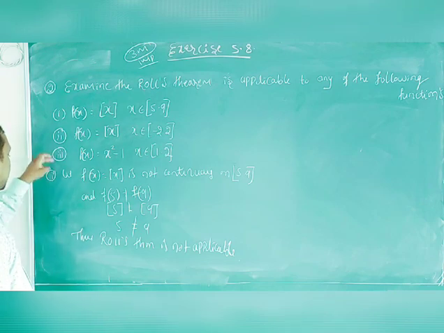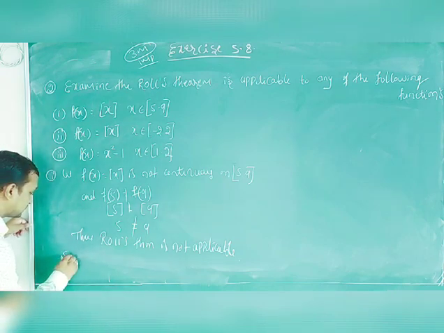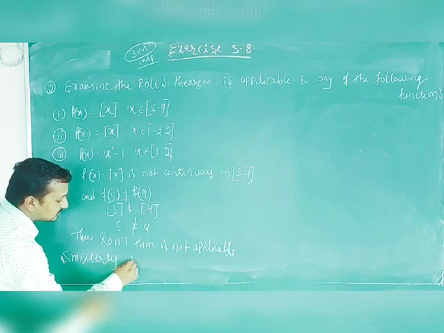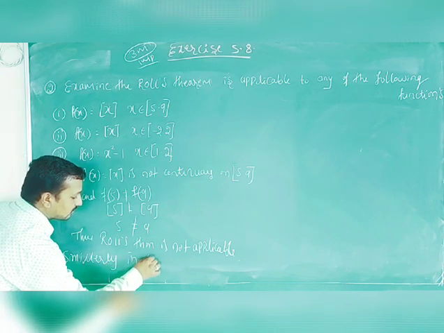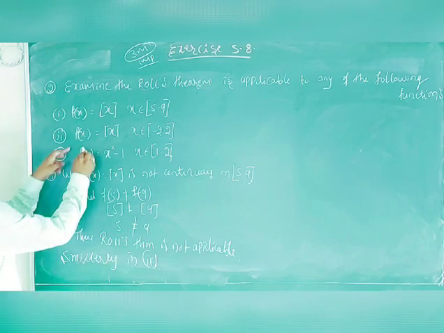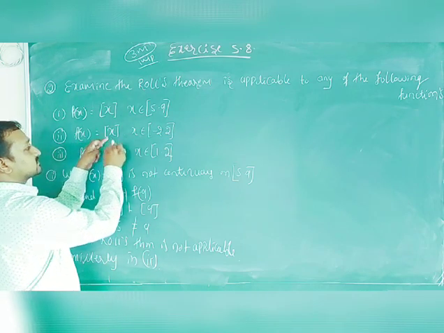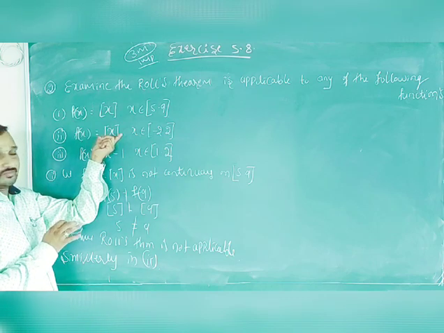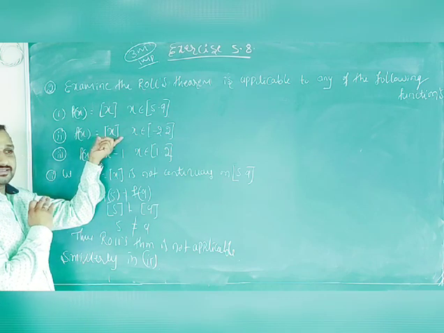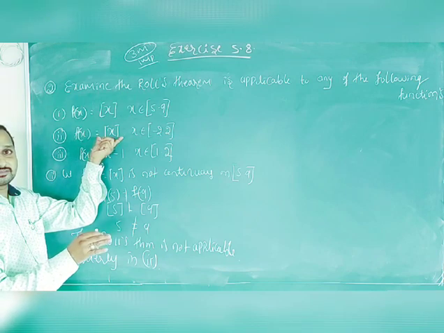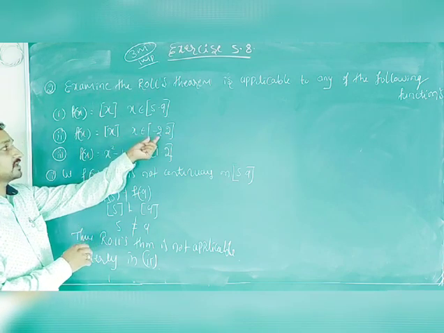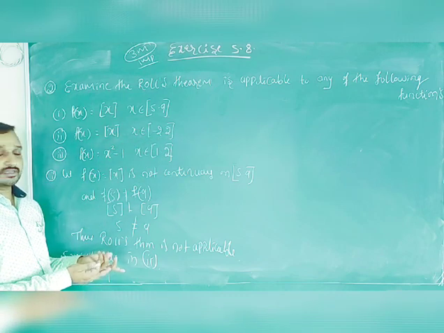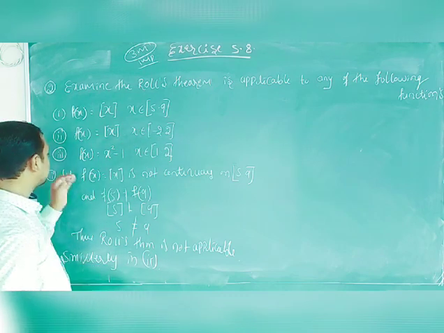Is that clear? Similarly, in the second one, f of x equal to greatest integer x on this interval. Here also Rolle's theorem is not applicable because this is also the greatest integer function, which is not continuous. Is that clear? And f of a equal to f of b: greatest integer of minus 2 is minus 2, greatest integer of 2 is 2. Then f of a is not equal to f of b. Okay? And the third one.